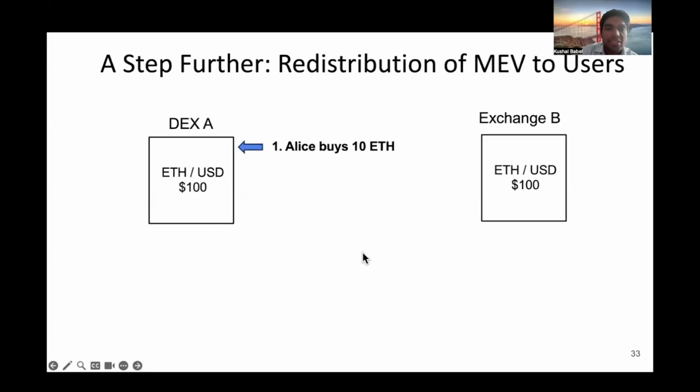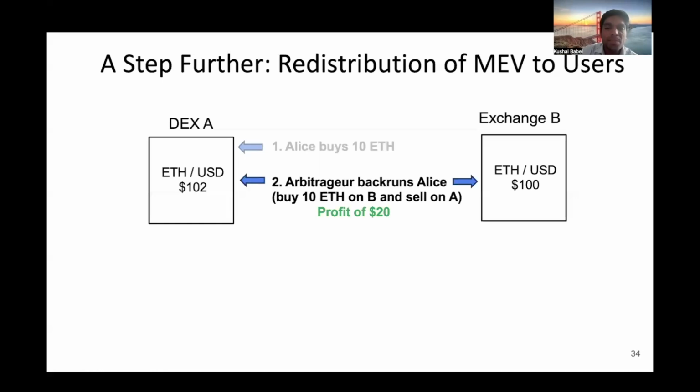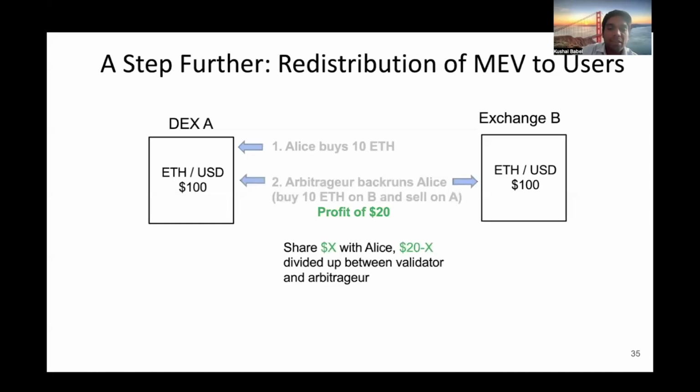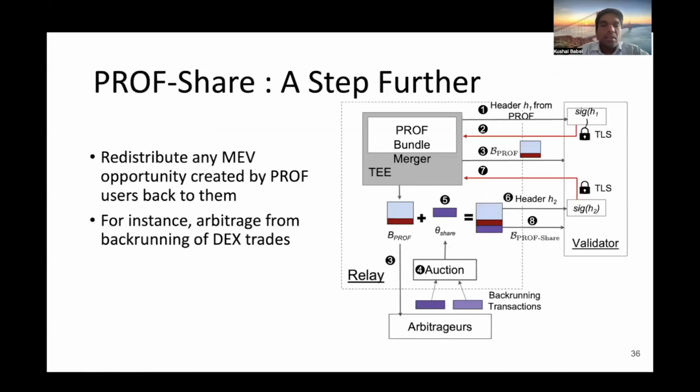So this is just a simple illustration of how redistribution happens. There are two exchanges. Alice is buying on one exchange. An arbitrager will arbitrage the two exchanges, get some profit, and return some portion of the profit back to Alice and keep the remaining portion for itself. Okay. So PROF can also incorporate redistribution with some slight modifications.